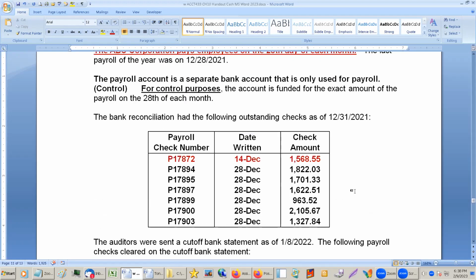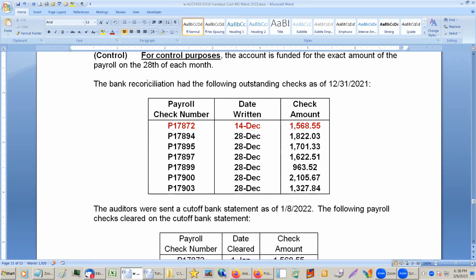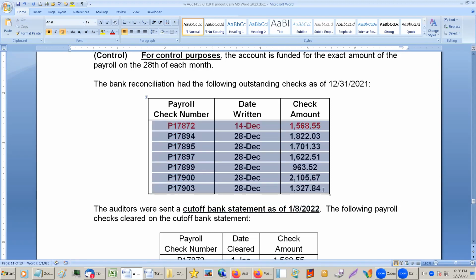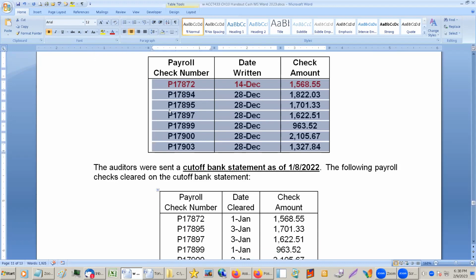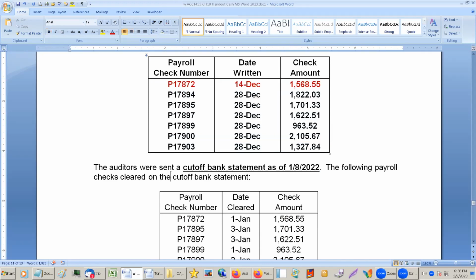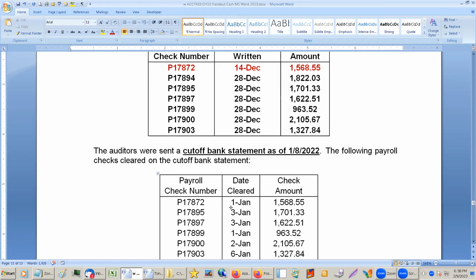Okay, so these are the outstanding checks. Now, a cutoff bank statement, in this case, the cutoff bank statement is on the 8th. All of these, or most of them anyway, should be in that cutoff bank statement. There might be one or two that aren't, but for the most part, these checks should all be cashed. All right, so what we're going to do is go down the list here, and you have the date that it was cleared here, and we're going to see which ones of these have actually cleared the bank.